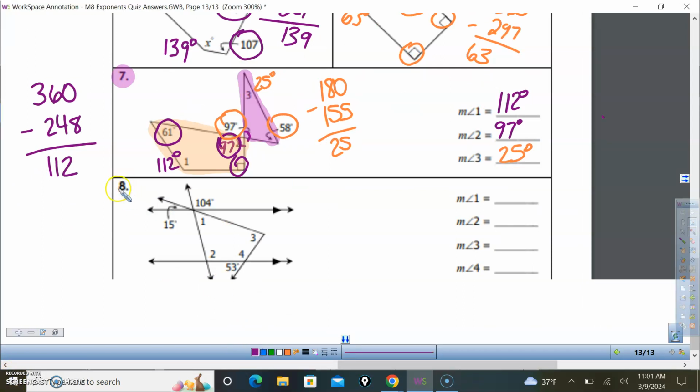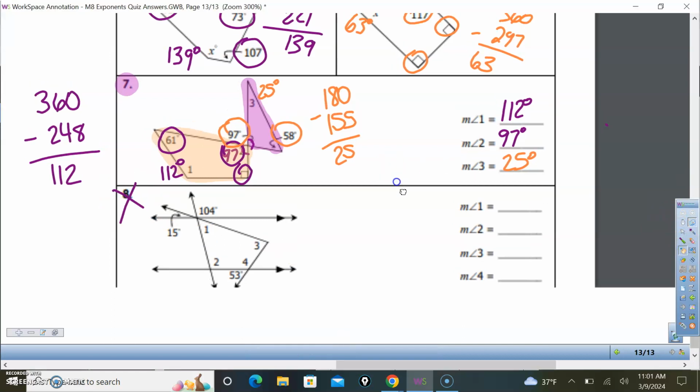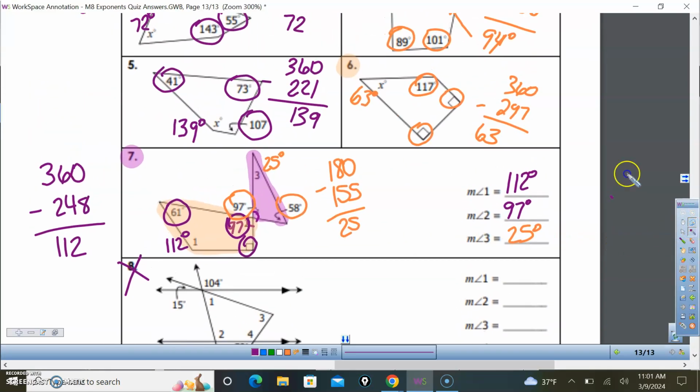All right, and then we are actually not going to take a look at number 8 together. So that is it for our notes for this section.